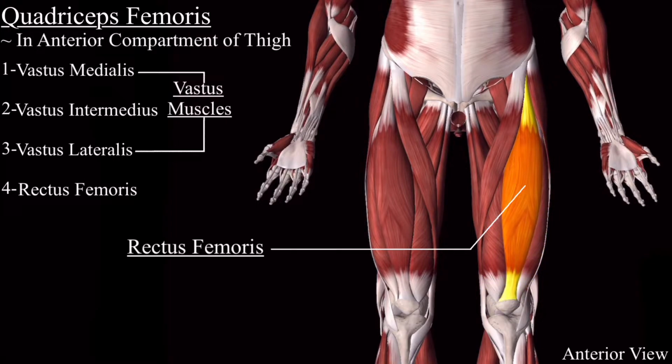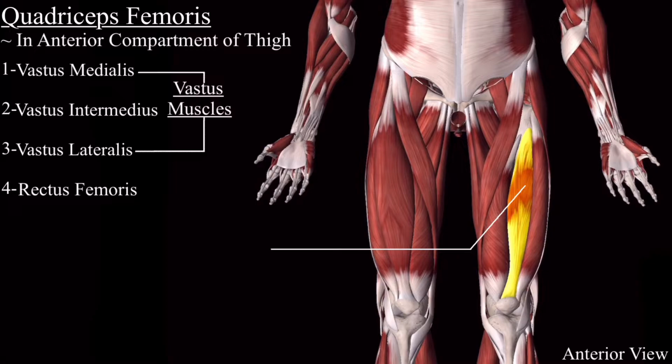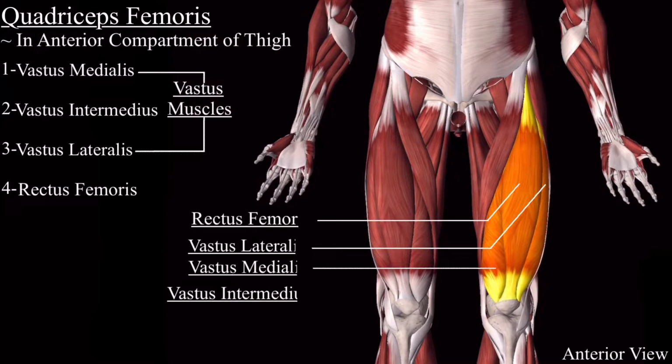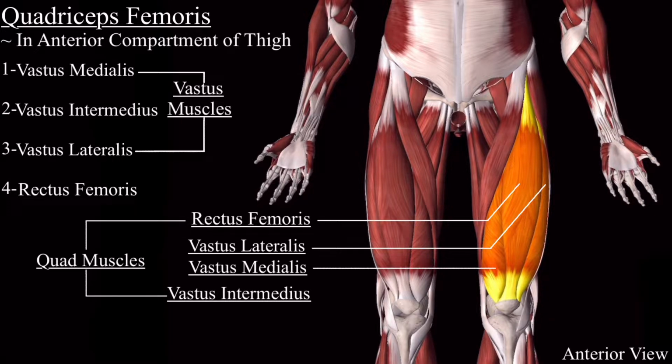The rectus femoris muscle is present superficial to the vastus intermedius muscle. So if I remove it, then deep to this is present the vastus intermedius muscle. These 4 muscles are commonly called quad muscles. The word quad is a Latin word which means 4. So the name quadriceps femoris muscle gives us a clue that it contains 4 muscles.